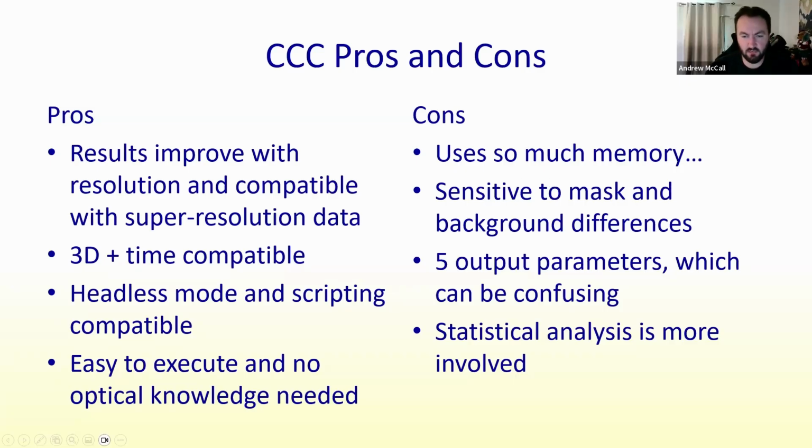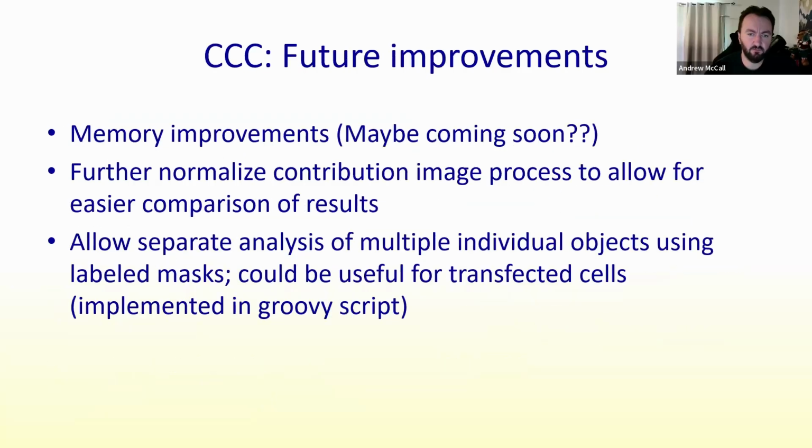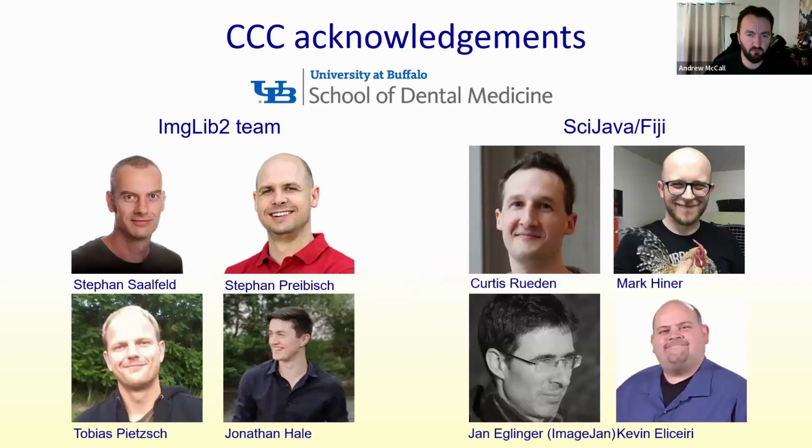The images that we were doing today were particularly small. Once you get big images, you're going to notice it requires a lot of computer memory. It's also very sensitive to mask and the background. And the results can be confusing. There are 5 output parameters, and the statistical analysis is relatively involved. So there may be future improvements coming soon. Hopefully there will be a memory improvement soon, so it uses a little bit less memory, or at least doesn't require as much.